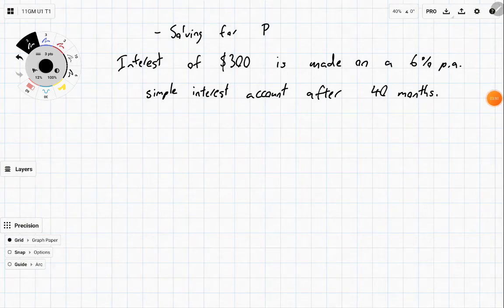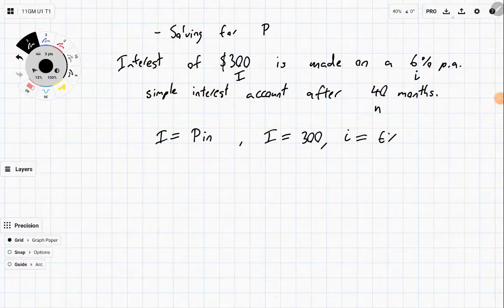Alrighty, so interest of $300 is made on a 6% per annum simple interest account after 40 months. So in this case, we've got i, little i and big I, the percentage interest rate and the interest itself, and this would be N. So the thing we don't have is P, so we're solving for P. So I is equal to PIN. But the thing is, we know that capital I is $300. We know that little i is 6%, or better written 6 over 100. And N is the problem one, 40 months.